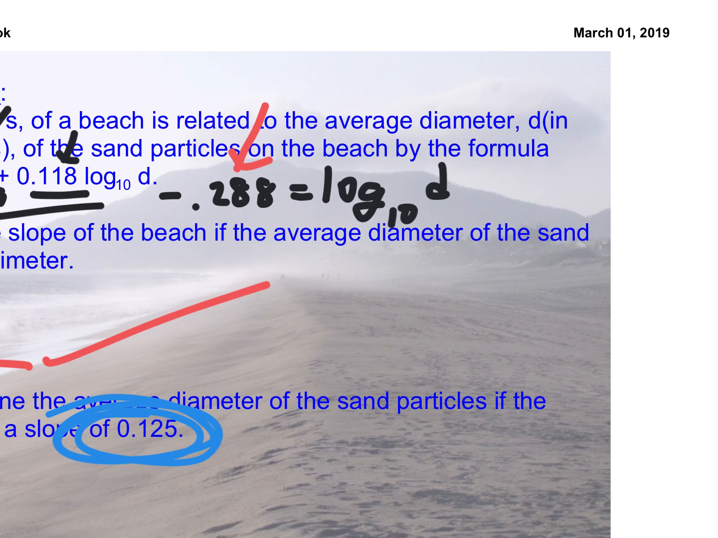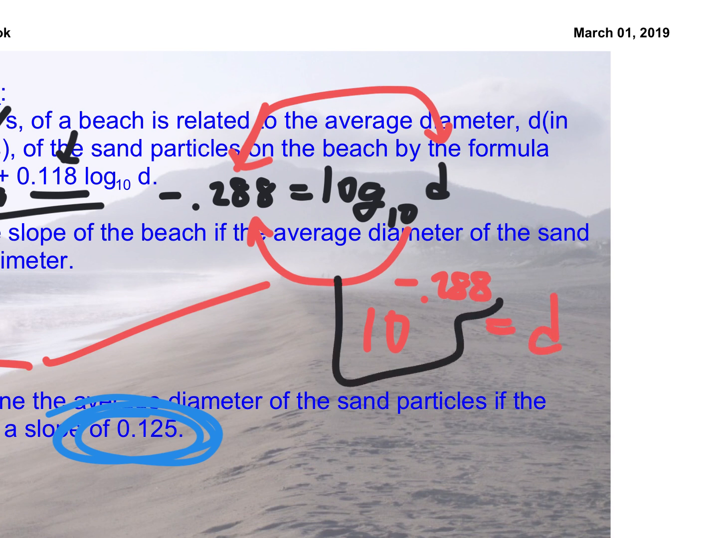And now I'm going to go 10 to that equals that. It's that circle of logs again. You notice how often we use that? That rewrite from log to exponential form is so huge. 10 to the negative 0.288 is equal to D, and that's something a calculator could do.